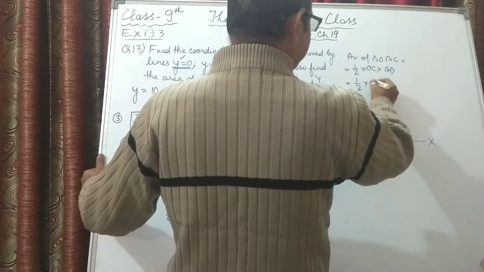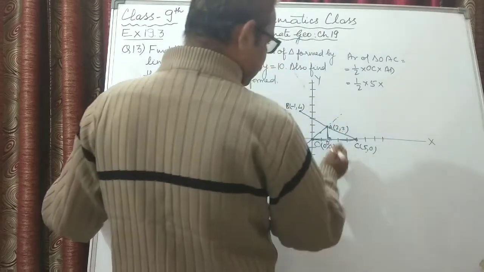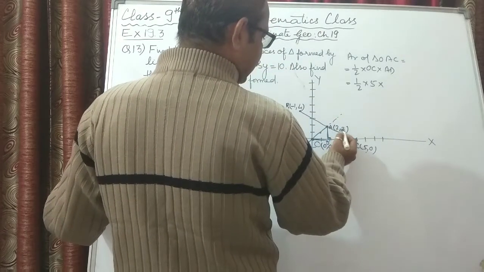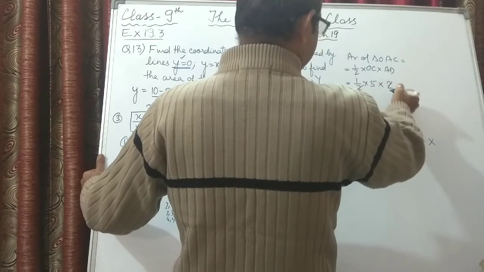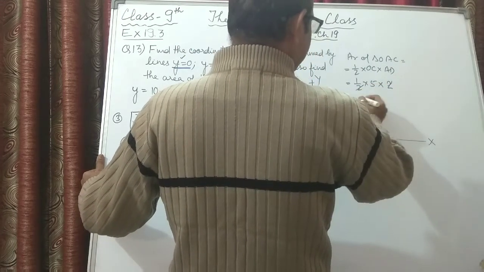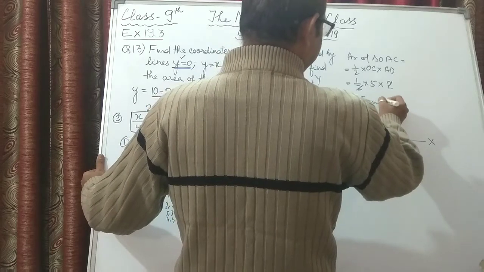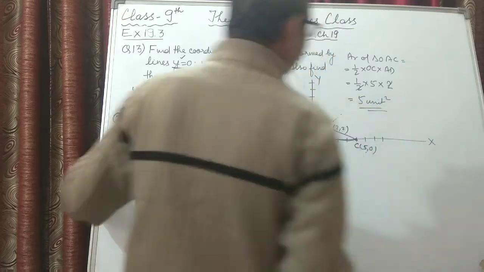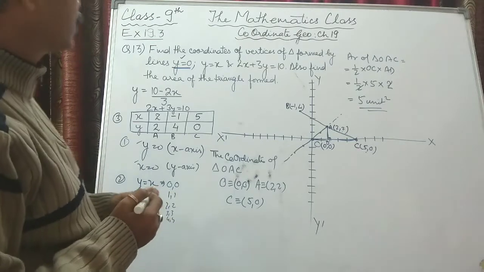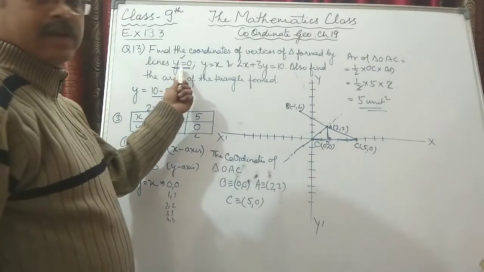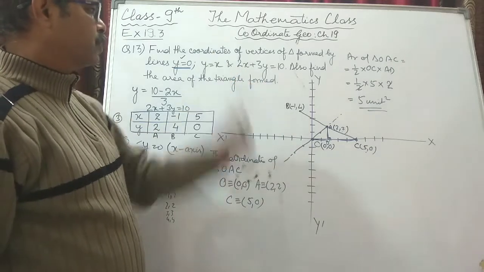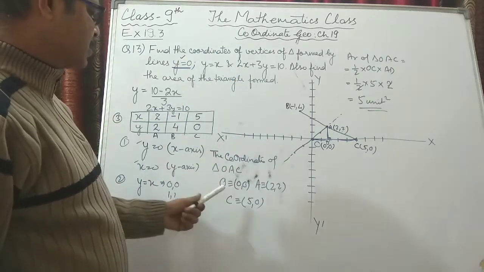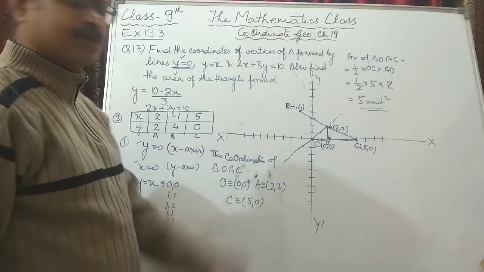Half into OC is 5 and AD. Now the value of y at point A is 2 units, so AD comes out to be 2, and 2 and 2 cancel. So 5 units square is the area of the triangle that is formed by the lines y is equal to 0, y is equal to x, and 2x plus 3y is equal to 10. And the coordinates of the vertices are (0, 0), (2, 2) and (5, 0).